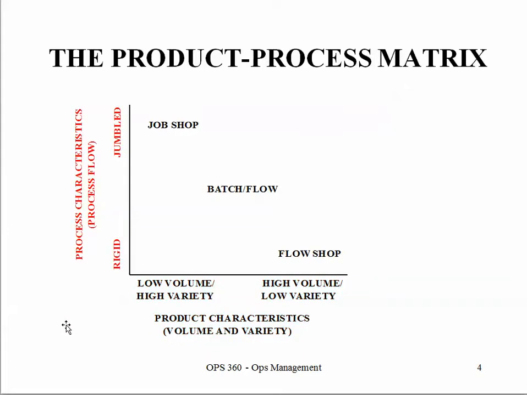On the vertical axis, we have process characteristics. And here, what I mean by process characteristics is the nature of the process flow. Is the flow rigid? That means that every product that's manufactured, or every type of product that's manufactured, goes through roughly the same sequence of steps of operations? Or is the process jumbled?